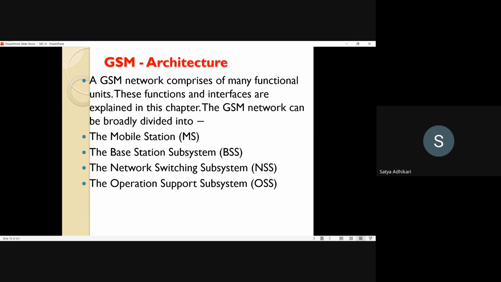Basically, the GSM network can be broadly divided into the following four subparts. First, the mobile station, then the base station subsystem, the network switching subsystem NSS, and the operations support subsystem OSS. So overall, the architecture of GSM consists of these four parts: MS, mobile station; BSS, base station subsystem; NSS, network switching system; and last one is OSS, operation support subsystem. Let us discuss one by one.